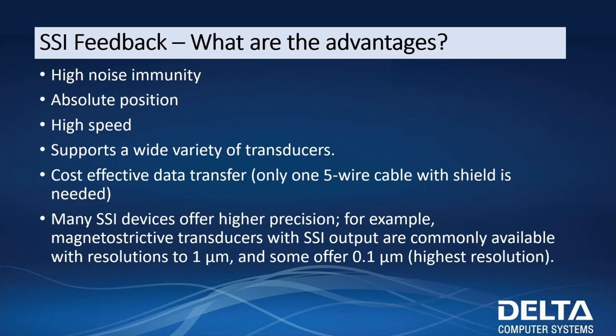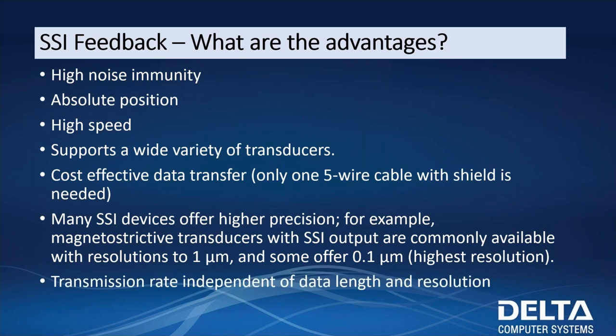And many SSI devices offer high precision. For example, 1 micrometer is not uncommon. Some offer 0.1 micrometers. So you can get very, very accurate feedback with these SSI transducers. The transmission rate is independent of data length and resolution as well. So you're always going to get that transmission back when you need it. And it's very good for transmission over long distances.